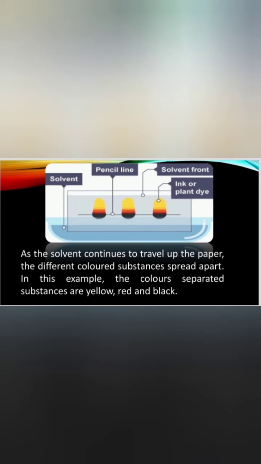So as the solvent continues to travel up the paper, the different colored substances spread apart. In this example, the colors separated substances are yellow, red, and black. Okay, so that is for the paper chromatography.